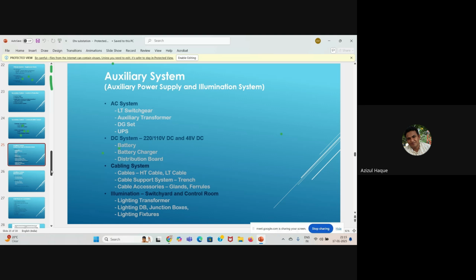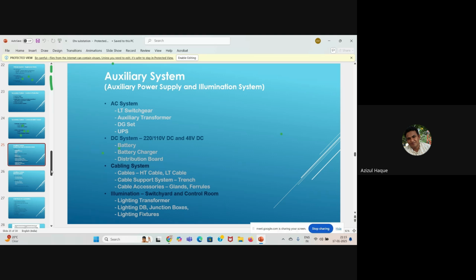These relays are operated through 220 volt DC system. All protection scheme, all control system is operated through 220 volt DC system. So for this control and protection, we need 220 volt DC system, and also we need 415 volt AC system for running all motors. The breaker have motors, isolator have motors, rotating equipments. So for running those motors, we need 415 volt AC system.